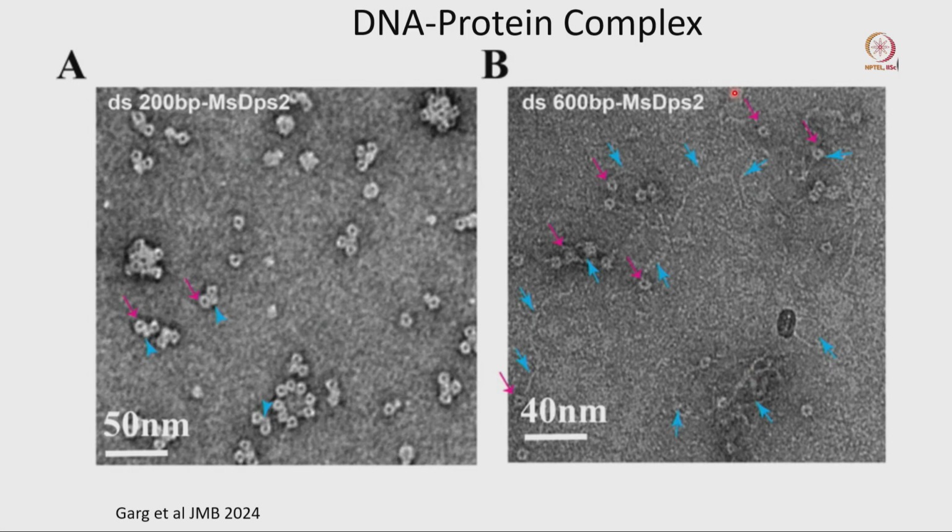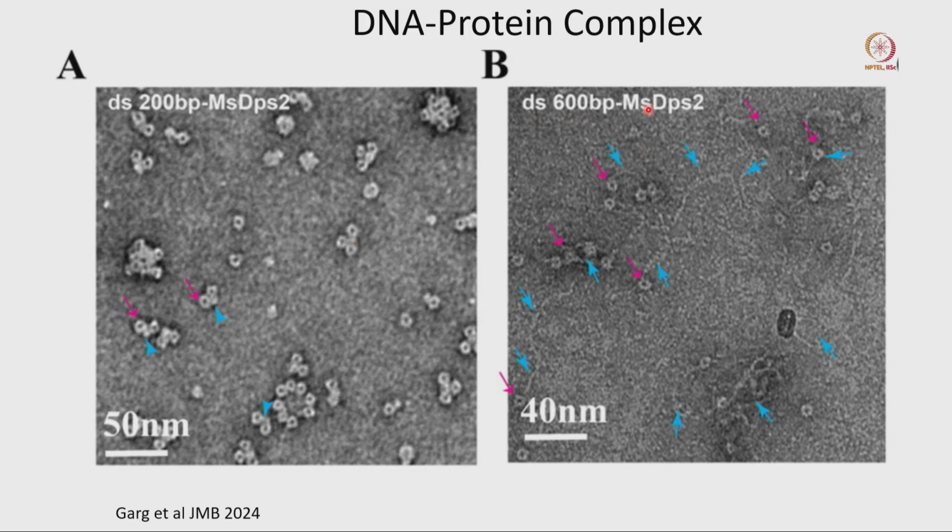Here you can see a very short DNA, a 200 base pair DNA, and then we have some molecules which can interact. These are the MSDPS2 molecules. What the authors did here is that the MSDPS2 molecule has some affinity towards DNA and binds to it in a non-specific way. So when there is a 200 base pair DNA, we can see that proteins are clustering on top of the DNA.